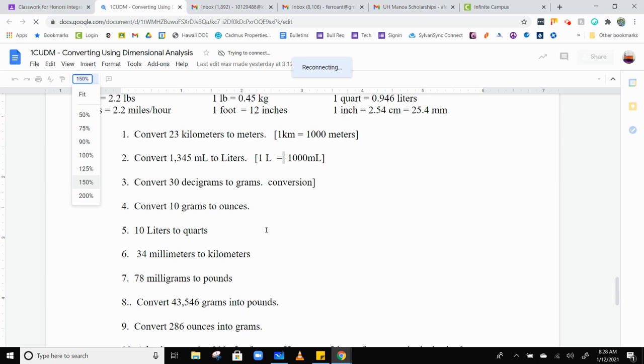Okay, let's do one that involves multiple steps here. So the first few just involve one step, okay? I want to show you how to do some multiple step ones.